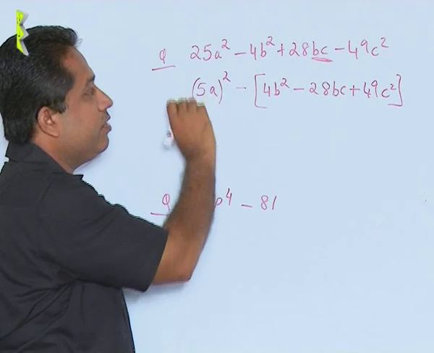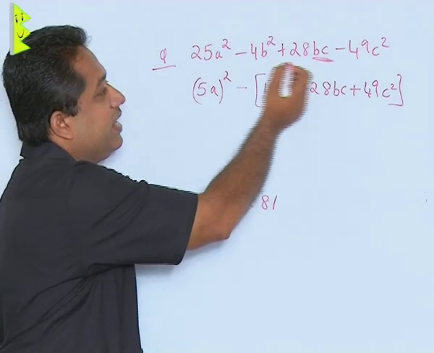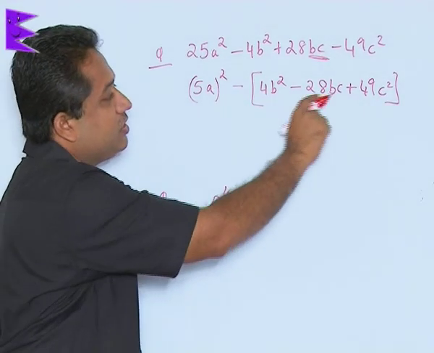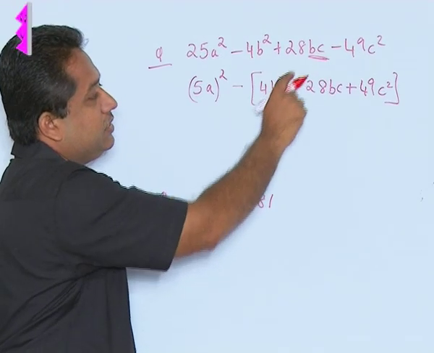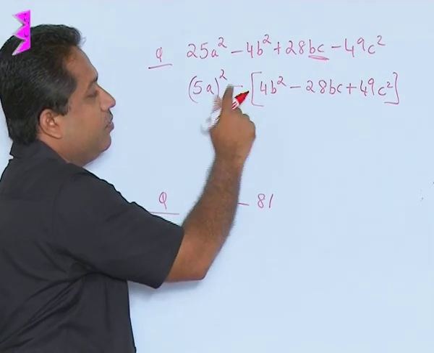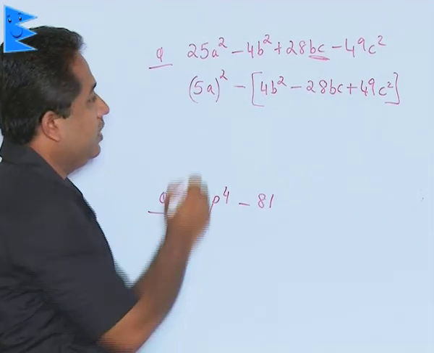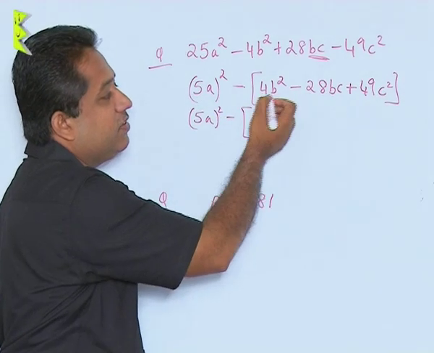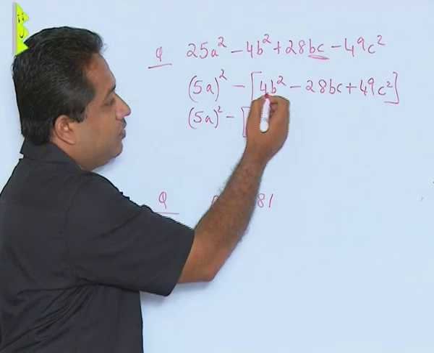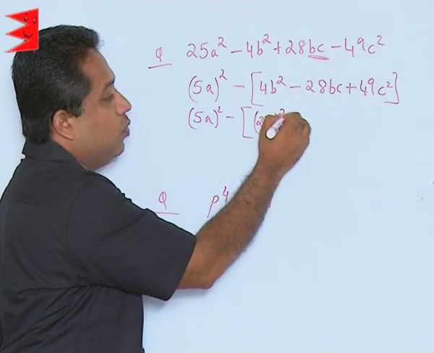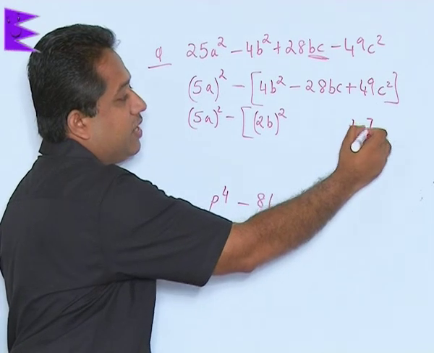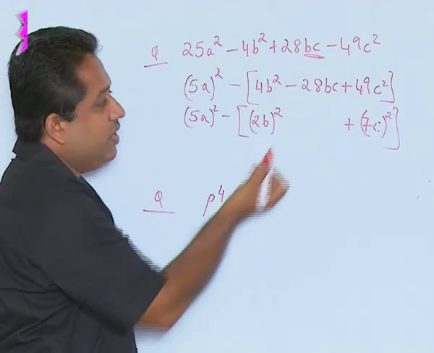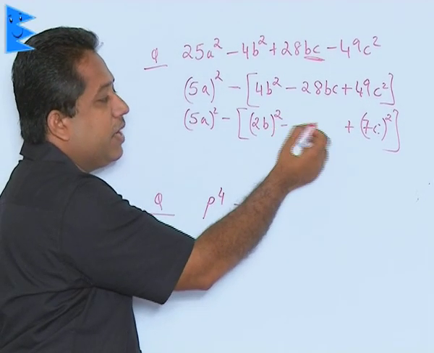So, in the first step I have written 25a square as 5a whole square, and the next three terms I have written together in one bracket and put a negative sign for all, and we have changed all the individual signs. Minus has become plus, plus has become minus, and minus has become plus, because we have taken the negative sign common. So, this becomes 5a whole square minus, now if we look at this carefully, this is actually an identity, because 4b square can be written as 2b whole square, and 49c square can be written as 7c whole square. So, this is a square and this is b square, and in between we are having a negative term, that means we should have a minus 2ab term here.